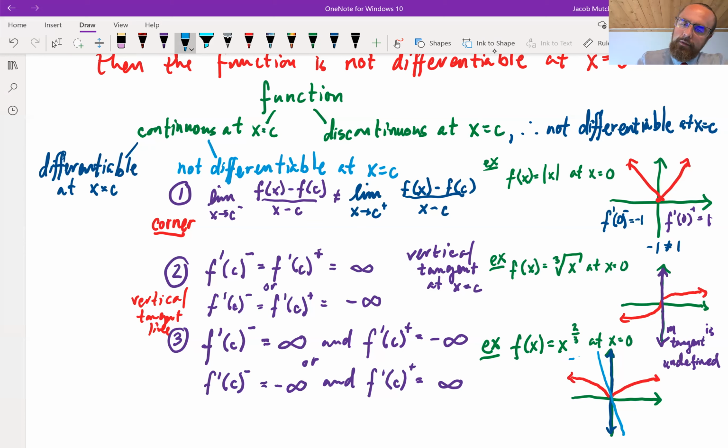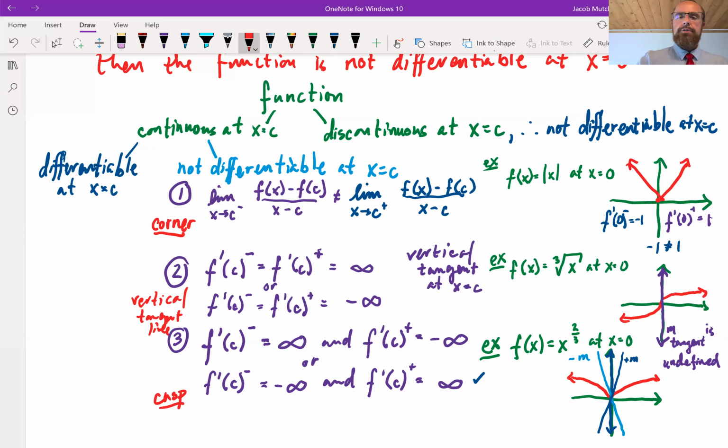Whereas from the right-hand side, if I characterize that as it approaches that vertical tangent line, its slope would be positive. And so we see this instance. In this case, what we're seeing is this second scenario. That again is not differentiable. We give a name to that one. That one's called a cusp.